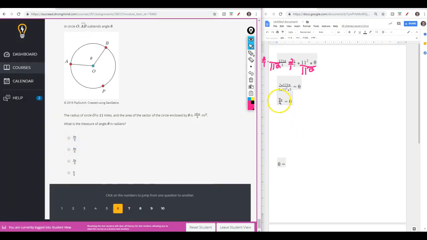So the answer to this is 2 pi thirds, because again, when I typed that into the calculator, I didn't enter in the pi. And so it didn't go anywhere, so it still stays in the numerator.